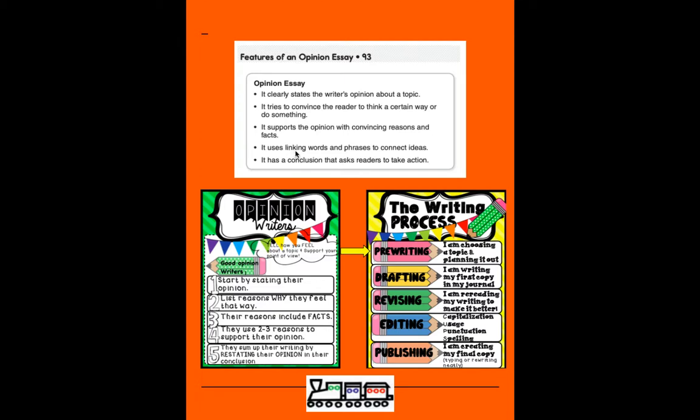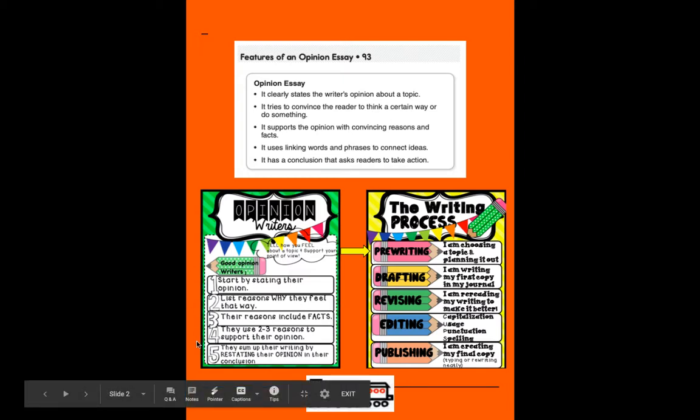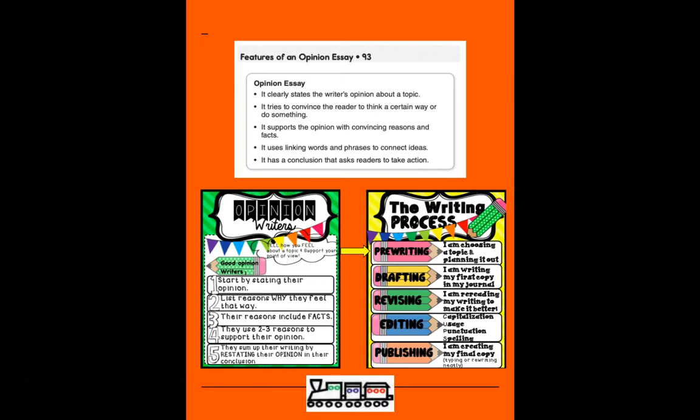We're going to use linking words and phrases to connect our ideas. And we're going to make sure that we have a conclusion that wraps up our opinion and maybe even calls the reader to action. We will do our opinion writing by first stating our opinion. We're going to list the reasons why we feel that way. We're going to include some facts for each reason and support our opinion with at least 2 or 3 reasons, and then sum up by restating our opinion at the end.